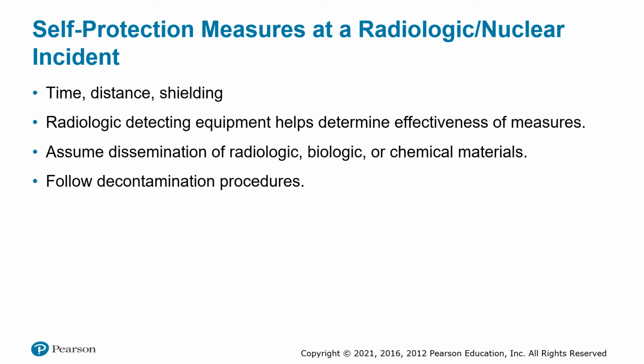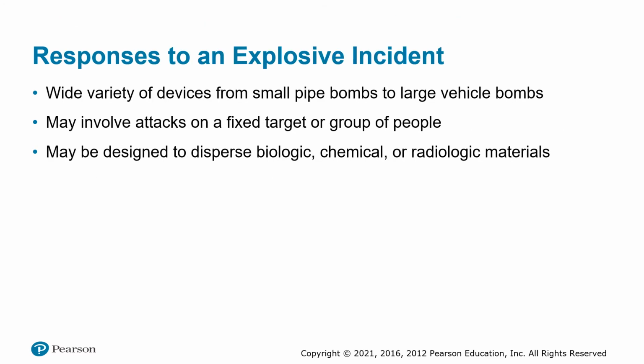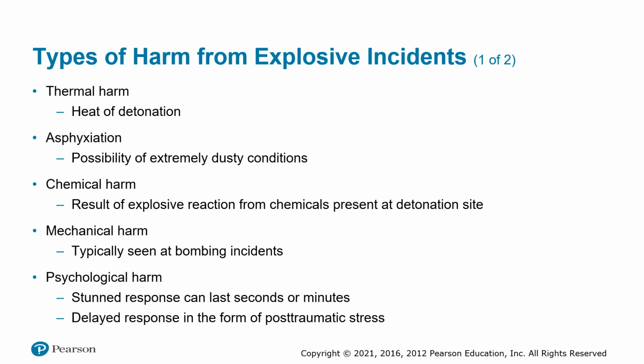Self-protection: time, distance, shielding. Detecting equipment helps to determine the effectiveness of measures, and we want to assume dissemination of any kind of radiologic, biological, or chemical material, and follow decon procedures. Explosive incidents: there's a wide variety of devices from small pipe bombs to large vehicle bombs. It may involve attacks on a fixed target or group of people, and it may be designed to disperse biologic, chemical, or radiologic materials. Our TRACEMP for explosive incidents.